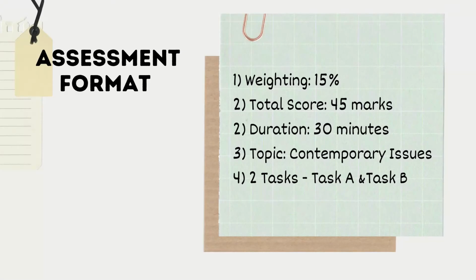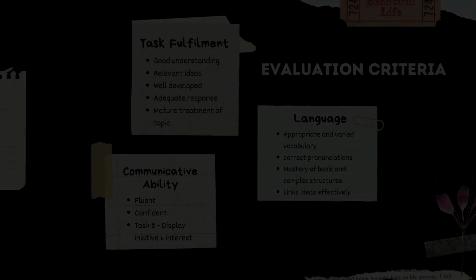Alright, the assessment format. The weighting is 15%, the total score is 45 marks, the duration is 30 minutes. The topic could be on any issues, mostly contemporary issues, and there are two tasks. We have Task A and we have Task B.